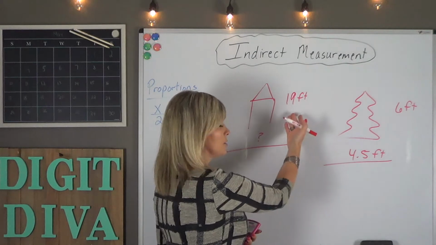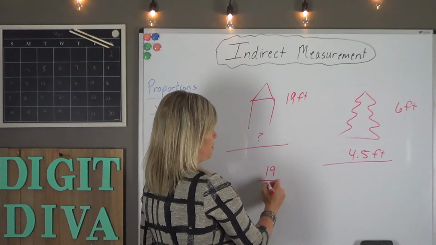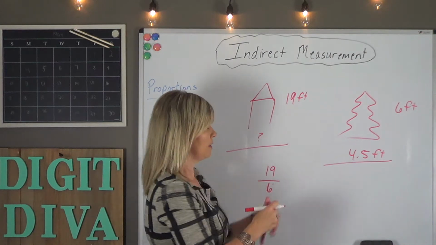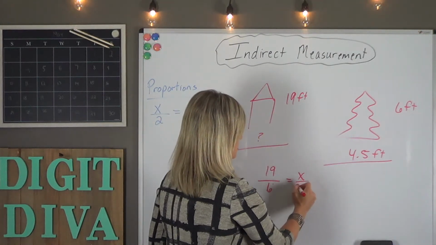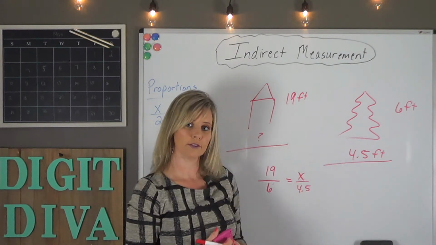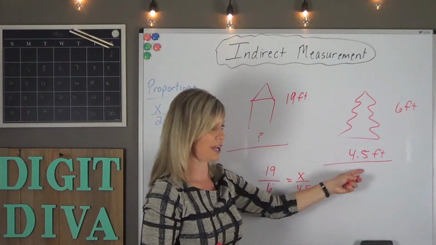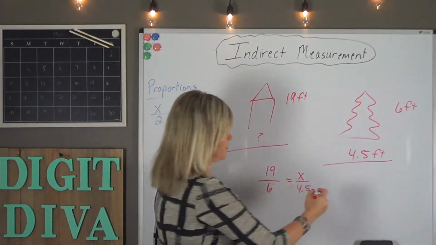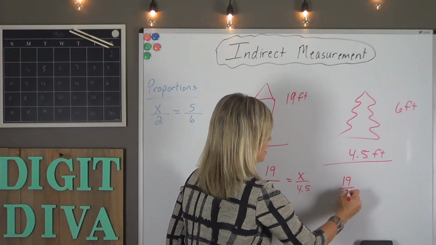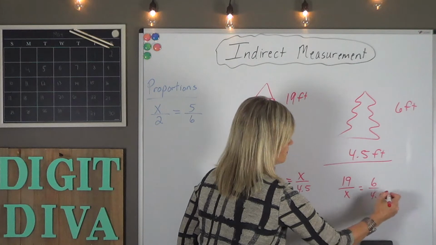So I could start here with the house and I could say height is to height as shadow is to shadow. Or I could make a fraction out of the house. Height is to shadow as height is to shadow.